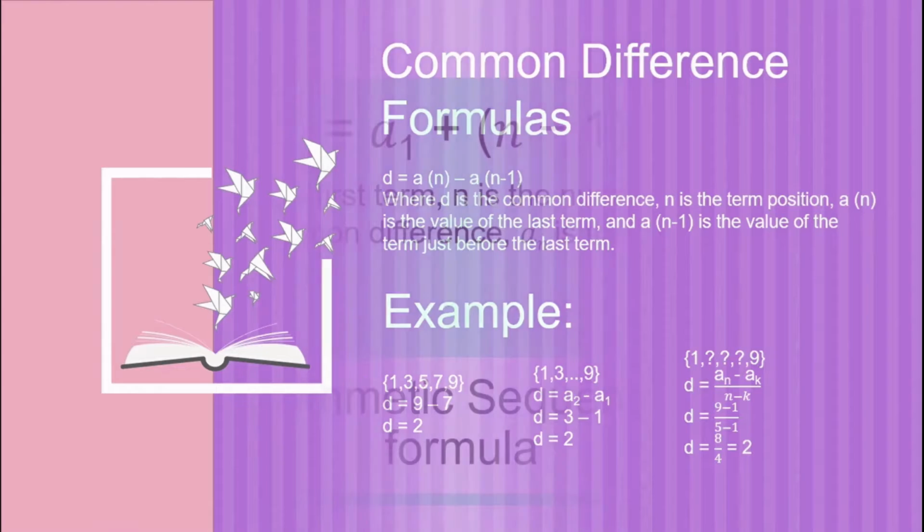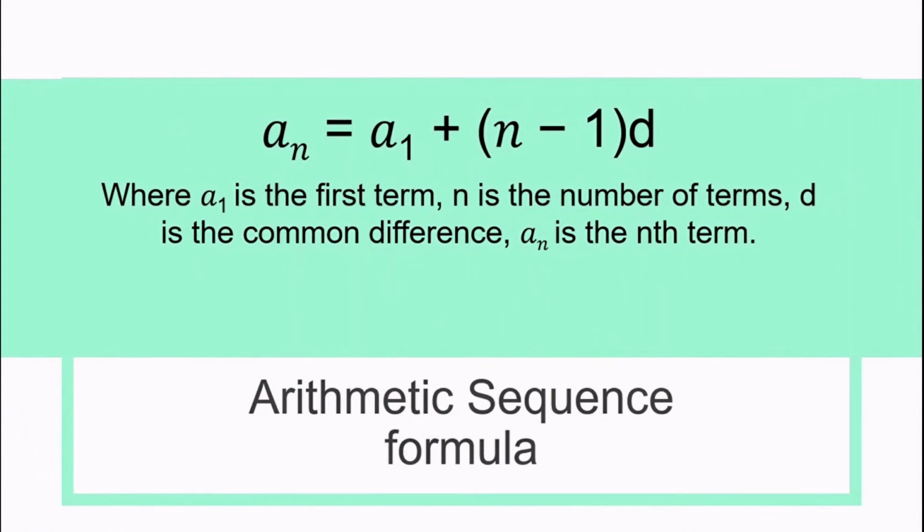Next is the arithmetic sequence formula. A sub n equals a sub 1 plus n minus 1 multiplied by d, where a sub 1 is the first term, n is the term position, d is the common difference, and a sub n is the nth term.